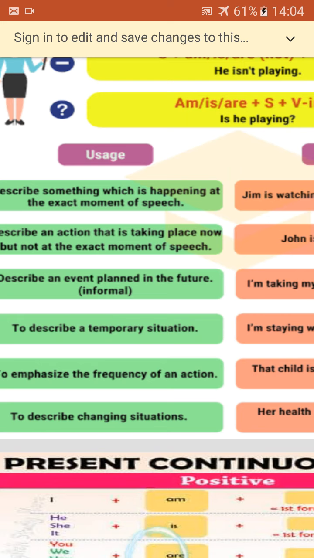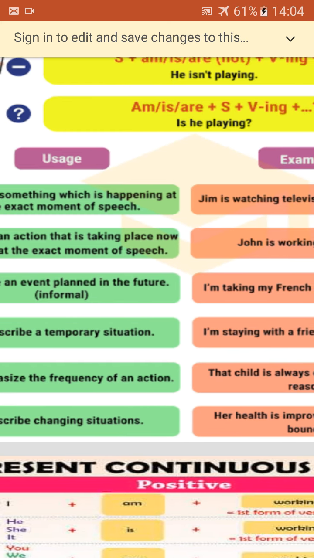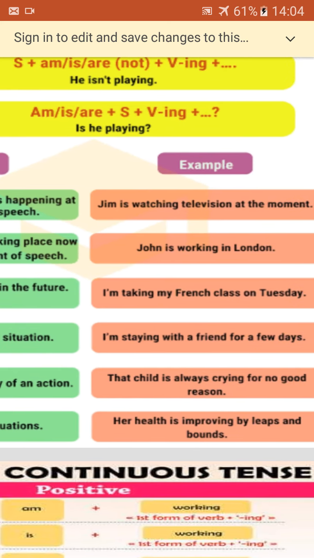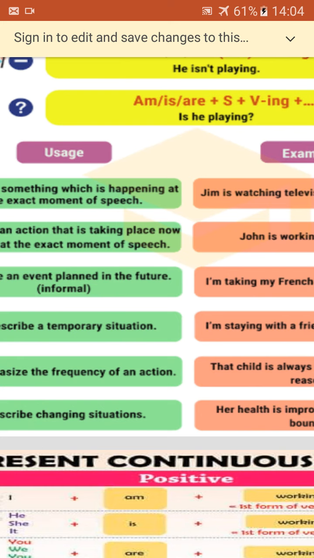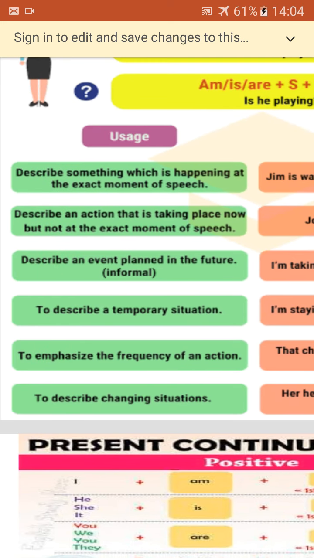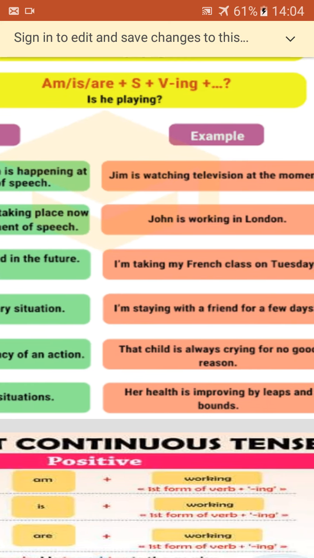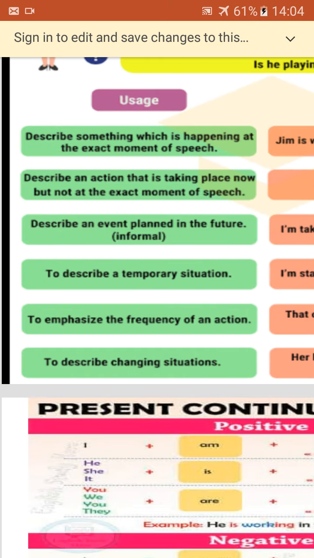Next, it could be to emphasize the frequency of an action. The child is always crying for no good reason. And the last one is to describe a changing situation. A changing situation can be: her health is improving by leaps and bounds. She had corona or whatever it is, but now she is improving, she is much better. So these are the ways when we use the continuous tense.